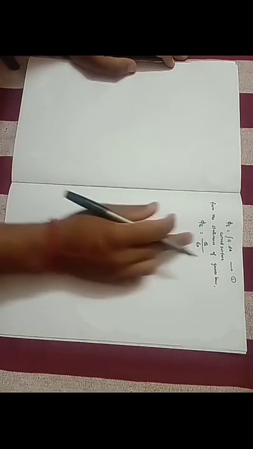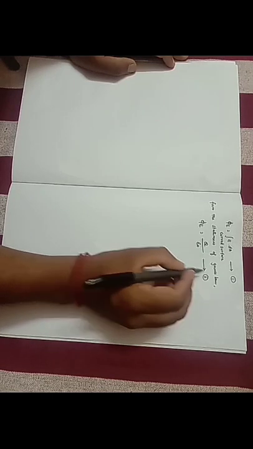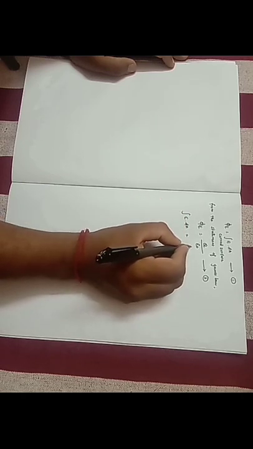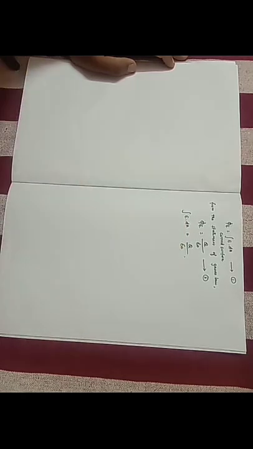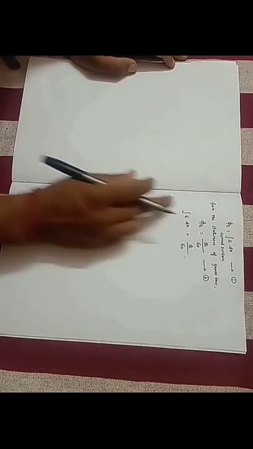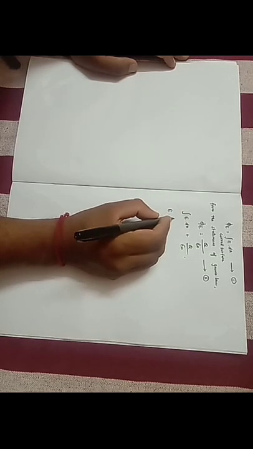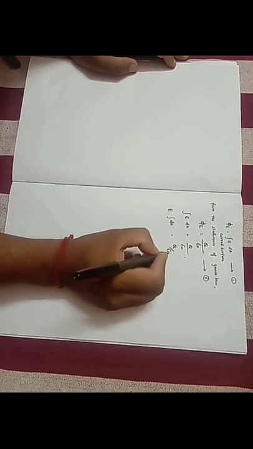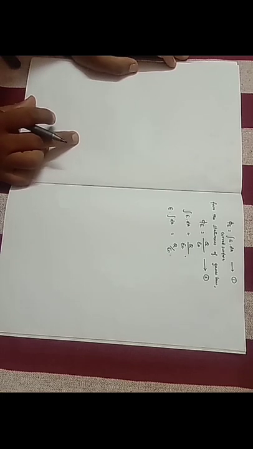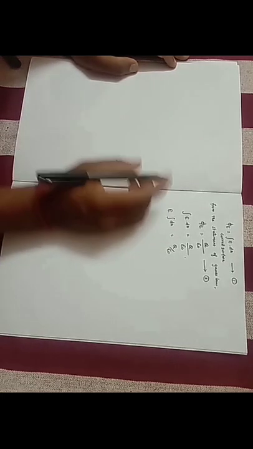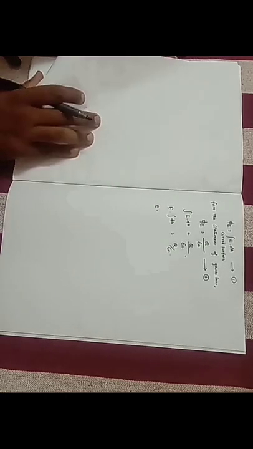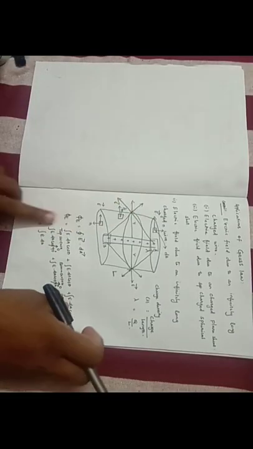Okay, so from this we equate equations 1 and 2, which means it can be written as the integral of E dot dA is equal to Q divided by epsilon naught. So here it can be written as E into the integral of dA is equal to Q divided by epsilon naught. Okay students, so from this we can write E into the integral of dA.